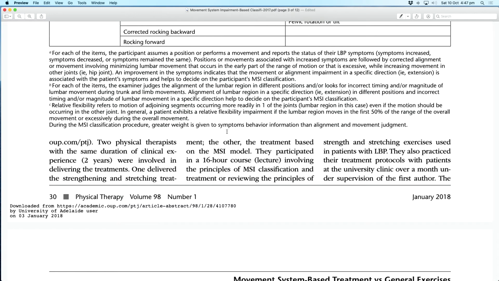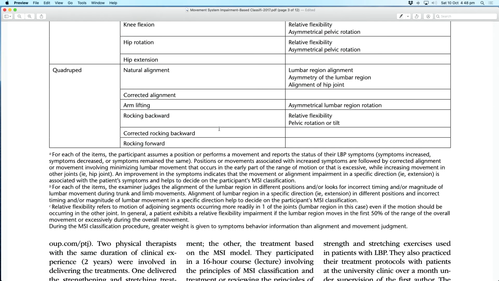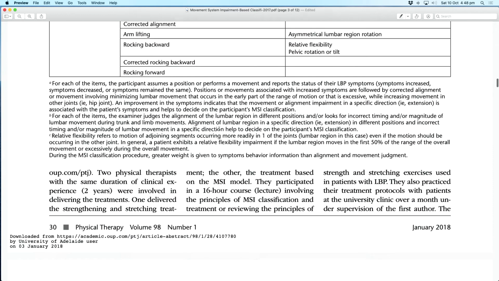And relative flexibility refers to motion of adjoining segments occurring more readily in one of the joints. So, for example, if the lumbar spine moves more easily than the hip joint, even if the motion should be occurring in the other joint. In general, a patient exhibits a relative flexibility impairment if the lumbar region moves in the first 50% of the range of the overall movement or excessively during the overall movement. So it's a very in-depth classification and physical assessment.